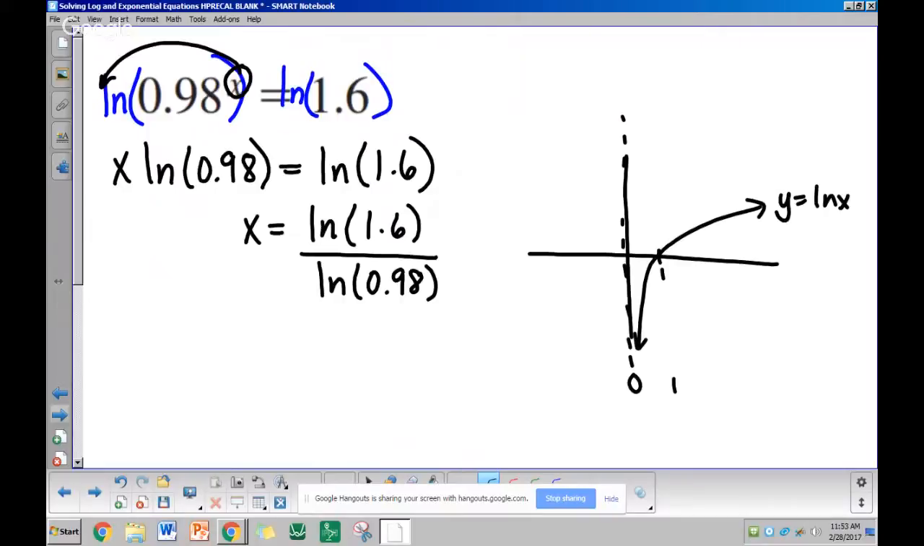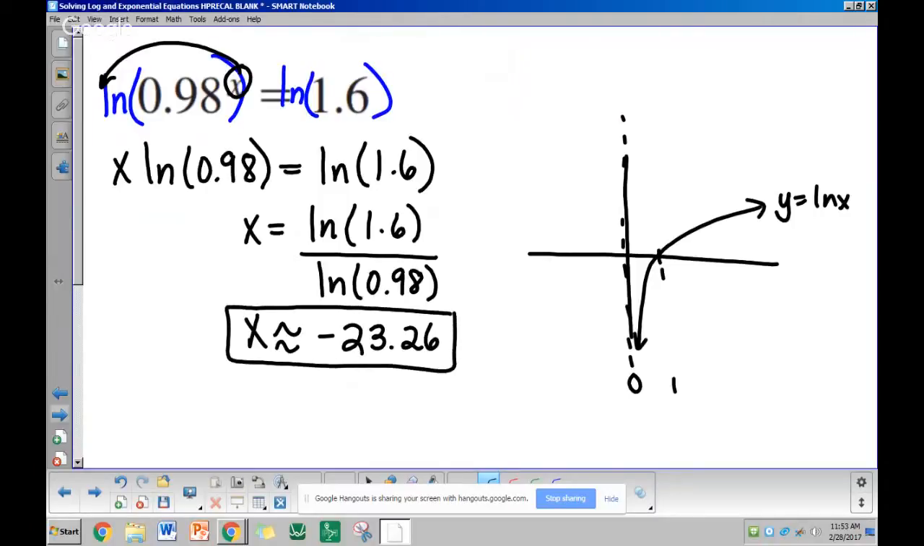So somebody give me this decimal, please. I'm sorry, negative 23.26. Yep. Okay. So I want us to be thinking about what kind of numbers we'll have, positive or negative. All right?